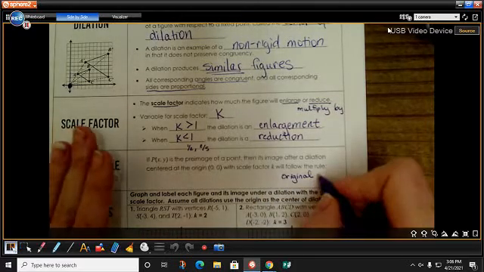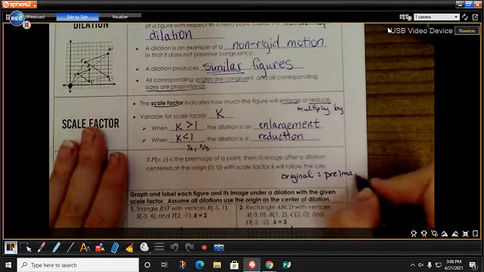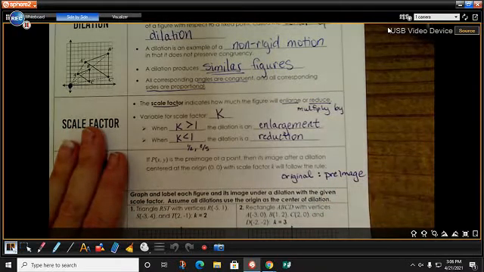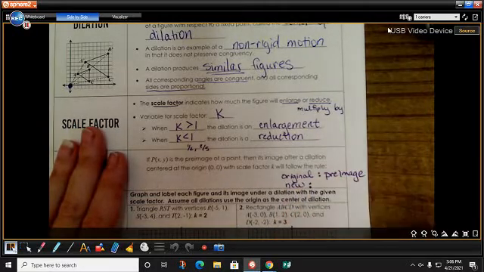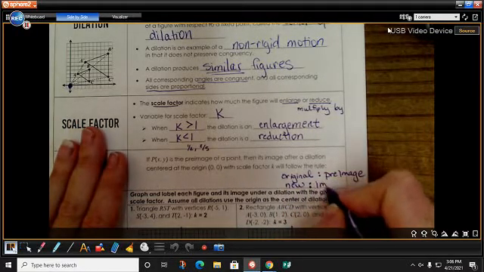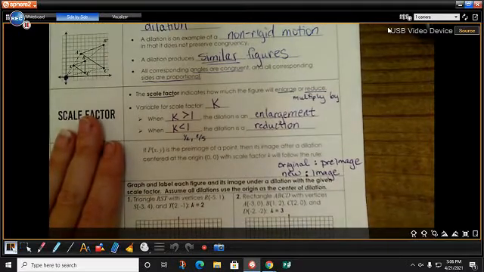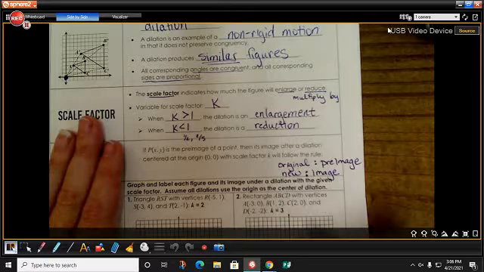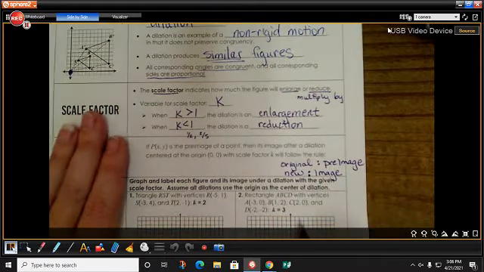Okay, and so the original picture or the original image that you have is actually going to be called your pre-image, because it's what it looked like before you changed it. And then when you have your new figure after you dilate it, that is going to be your image. So if I'm taking a picture of you, the original is the pre-image, and the picture I take of you is an image of you.